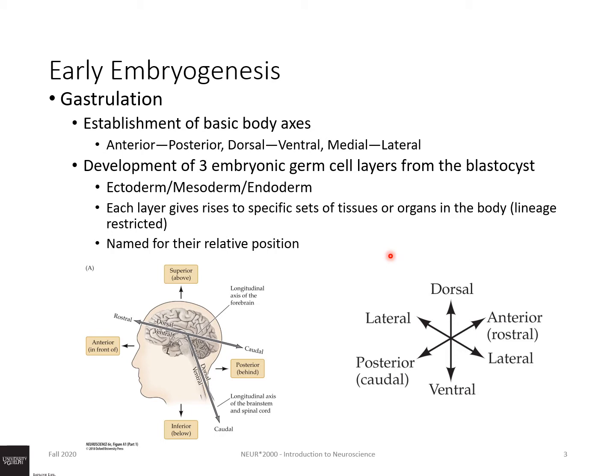So at this stage, there's a development of 3 layers, so 3 embryonic germ layers from the blastocyst. And these are called the ectoderm, the mesoderm, and the endoderm. And they're named for their relative position, which I'll get to on the next slide. But each layer gives rise to specific sets of tissues or organs in the body. So each of these layers is the first stage for everything else in the body.